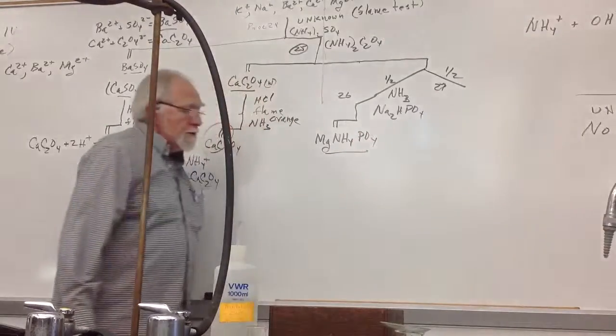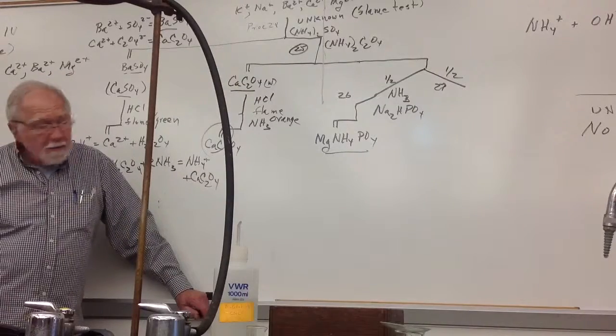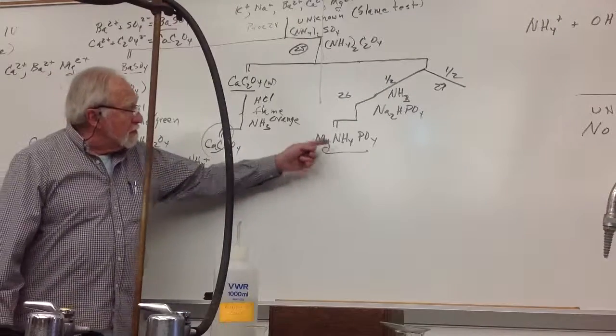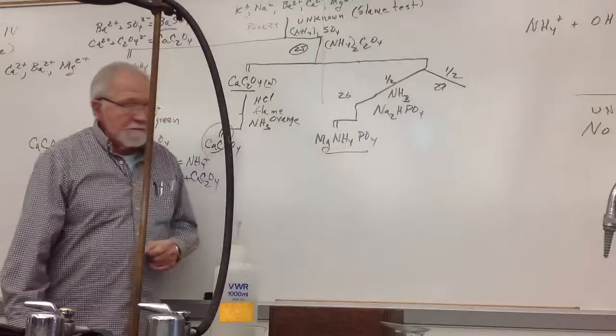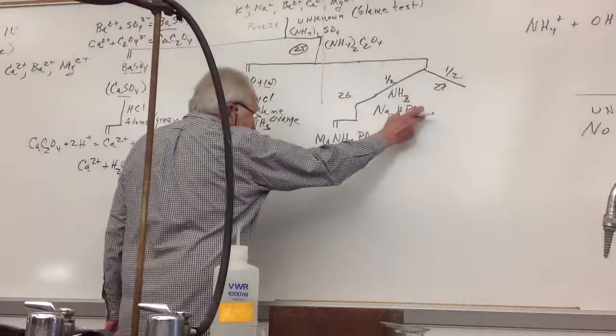You make a white precipitate. This is not the confirmatory test. This is what people always write down for the confirmatory test. And by the way, it's just magnesium ammonium phosphate. And the net ionic equation, this is a weak acid.